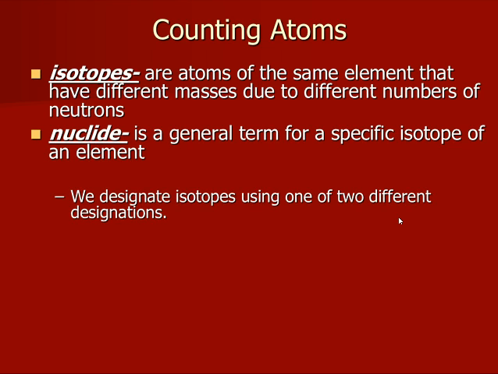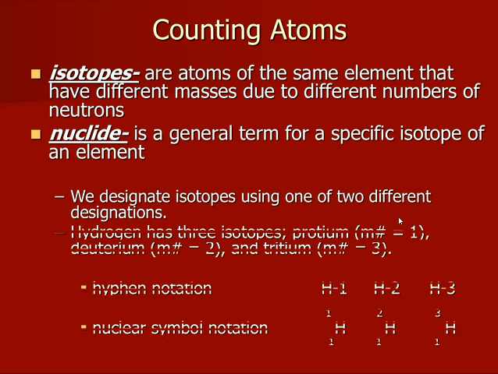When talking about isotopes, there are two different notations used. One is called hyphen notation, and one is called nuclear symbol notation. Let's look at both of these considering hydrogen and its three isotopes. So here we have hyphen notation.